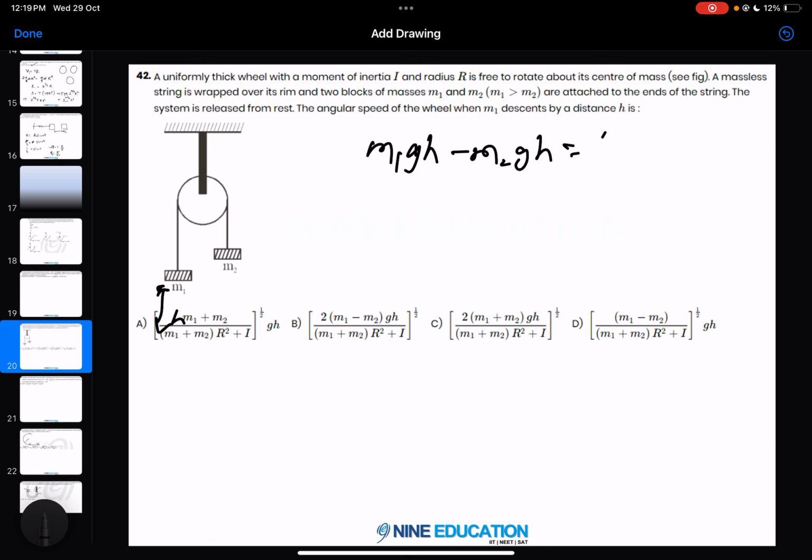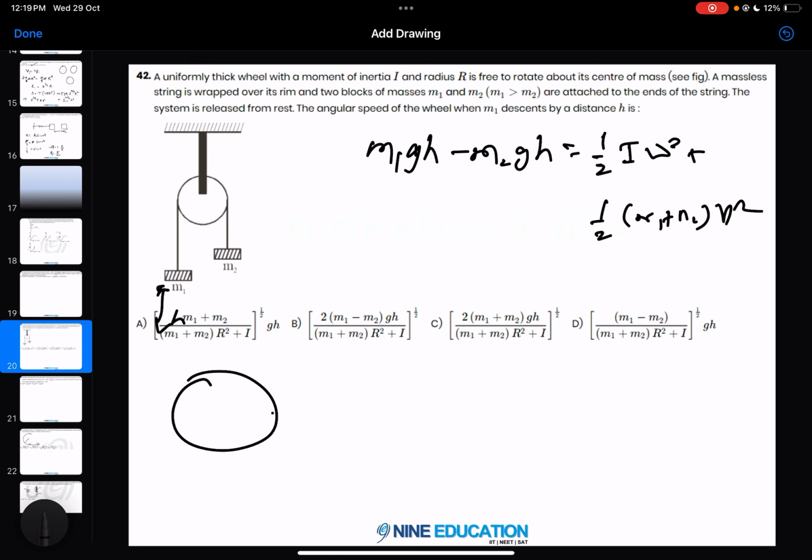Now this must be equal to half I omega square plus, now m1 and m2 are going to move with the same velocity, so their kinetic energy will be given by half m1 plus m2 into v square. Their velocity is the same because of the string constraint. Now look at this point. If there is no slipping, the velocity of this point on the pulley will be r omega and the velocity of the string should be v. So v must be equal to r omega.